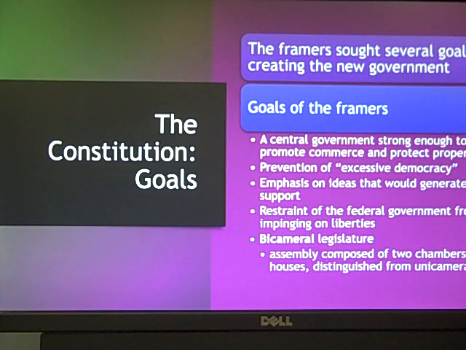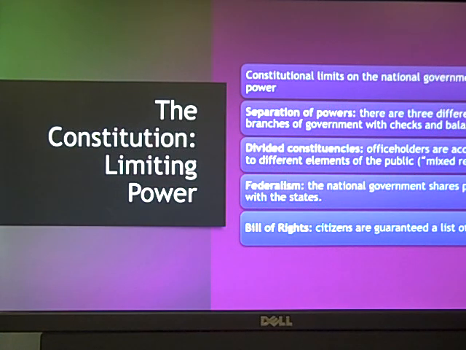Okay? So, we're going to create a new government. That government is meant to prevent excessive democracy. It's meant to prevent all sorts of things, honestly. It's actually meant to stop stuff from happening. Okay? And we'll get to that as we go, right? But here's basically the idea. We're going to limit the power of the national government, and we're going to limit it really two ways. Two really, really predominant ways. One, we're going to divide power. So we have separation of powers.